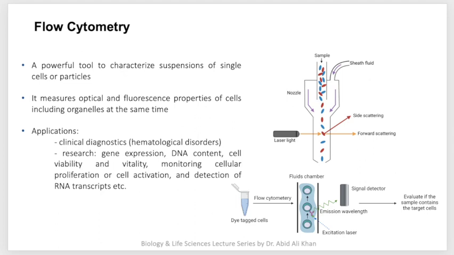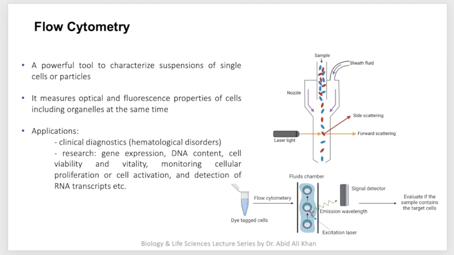As we can see in figure number 1, there's an incident laser light which is going to hit all the samples coming in a streamline under the laminar flow. Once these particles or cells are exposed to this laser light, there would be scattering, which is divided into two types: side scattering as well as forward scattering.